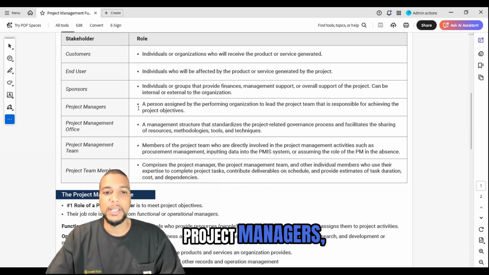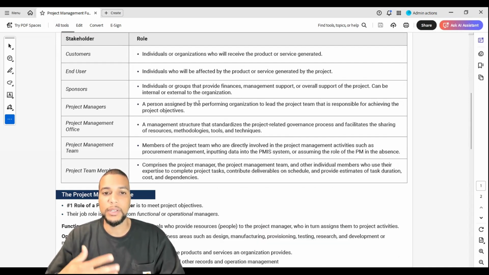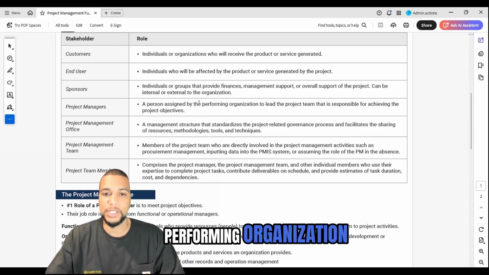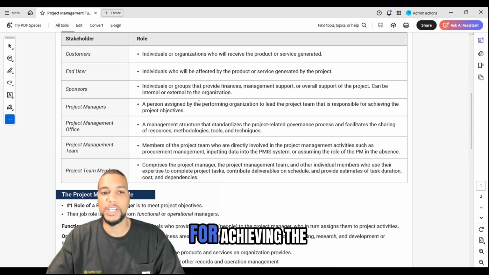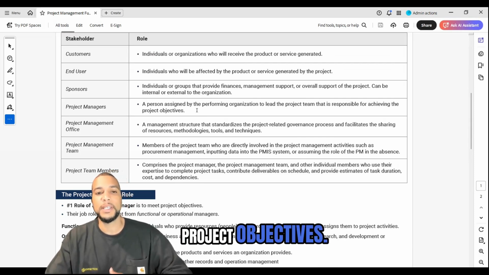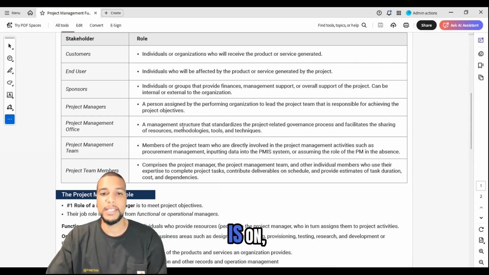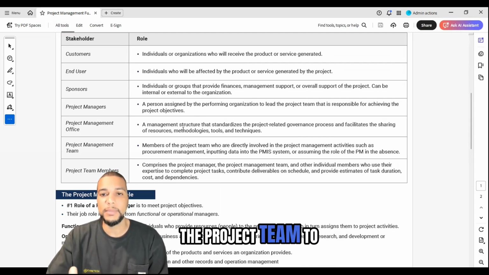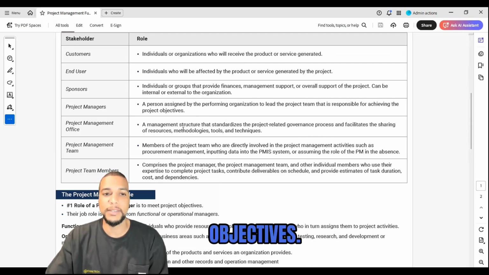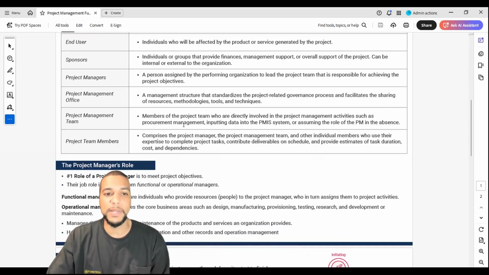Project managers are a person assigned by the performing organization. So remember, it's the performing organization, to lead the project team, and they are responsible for achieving the project objectives. So the project manager is on the performing side, and they're going to lead the project team to achieve the project objectives.